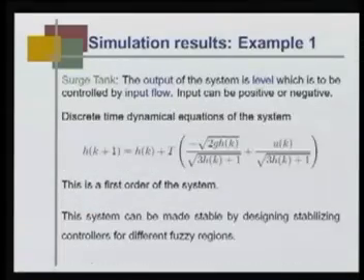So, now we will skip these things. Now, we will give some simulation results for a surge tank. The output of the system is the liquid level, which is to be controlled by the input flow. Input can be positive or negative. The discrete time dynamical equation of a surge tank is H k plus 1 is H k plus T, and you can see that this is a nonlinear dynamics, and also u k upon root over 3 H k plus 1. This is a first order system. The system can be made stable by designing stabilizing control for different fuzzy regions.